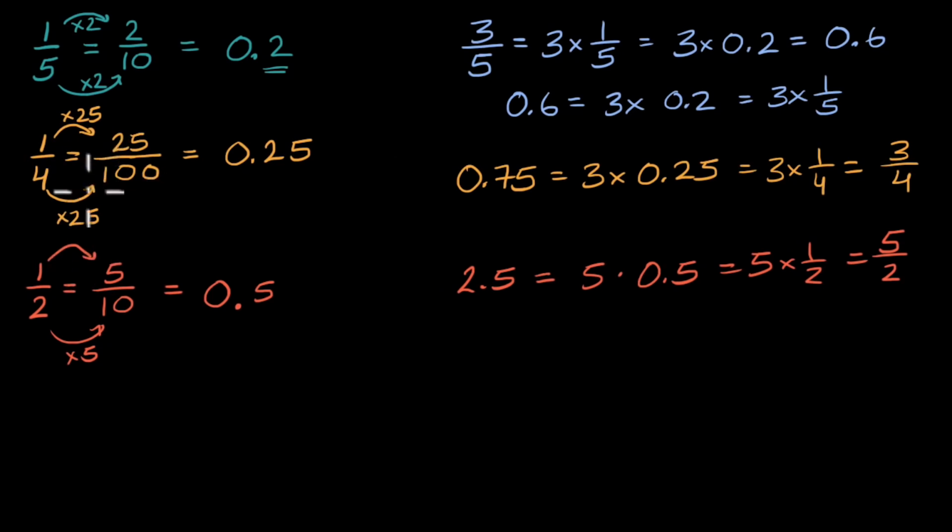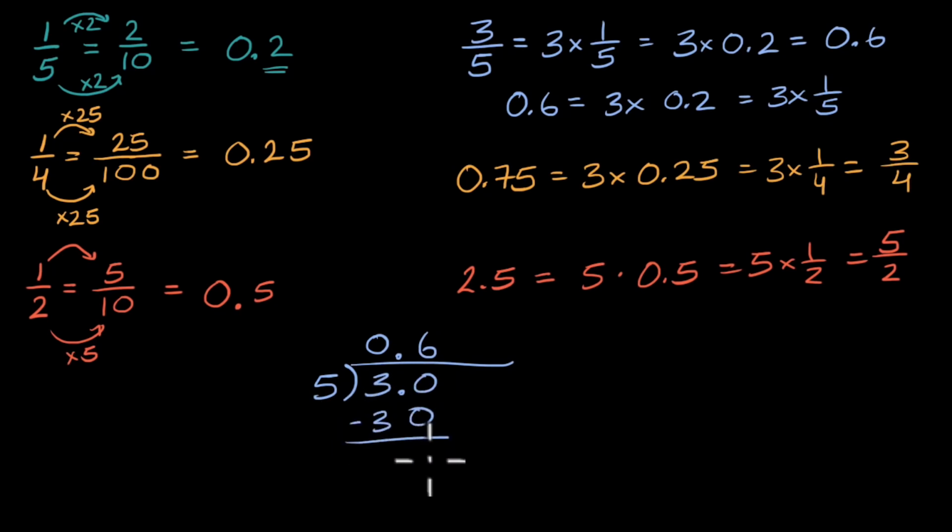Notice if you did it the other way around, it would be a little bit more work. If I said, let me convert 3/5 to a decimal, well, then you would have to divide 5 into 3. And you'd say, okay, 5 goes into 3 0 times. So let's put a decimal here. Now let's go to 30. 5 goes into 30 6 times. 6 times 5 is 30. You subtract, and then you get no remainder.